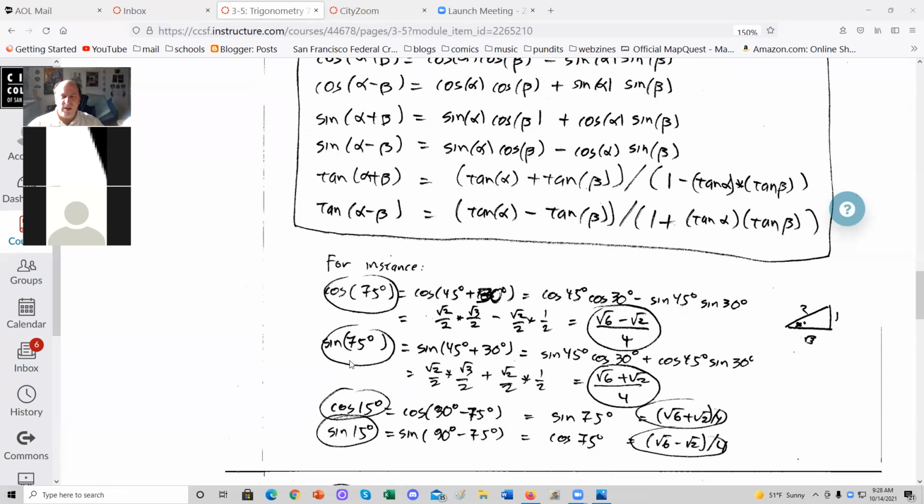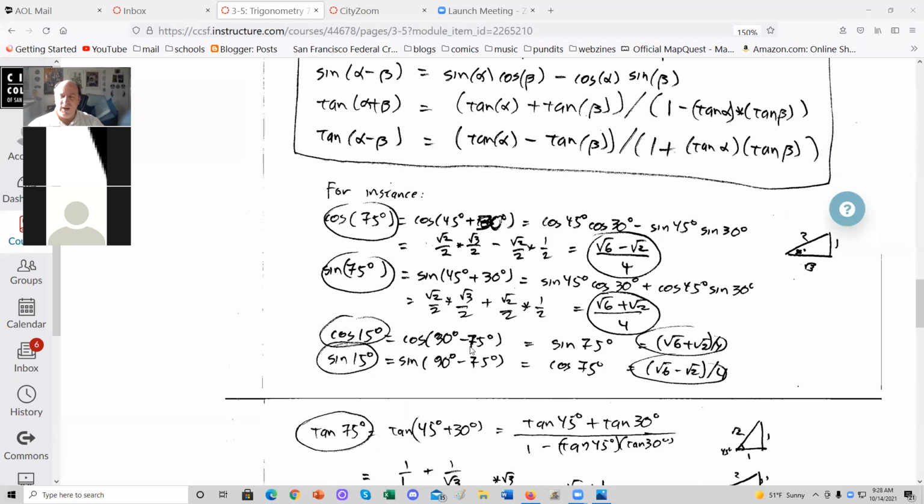Sine of 75 degrees, we'll do the same thing. It's the sine of a sum, 45 degrees plus 30 degrees. And sine of a sum is sine cosine plus cosine sine, right here. And so sine 45 degrees, root 2 over 2, cos 30 degrees, root 3 over 2, cos 45 degrees, root 2 over 2, sine 30 degrees, 1/2. And after a little bit, that's root 6 plus root 2 over 4.